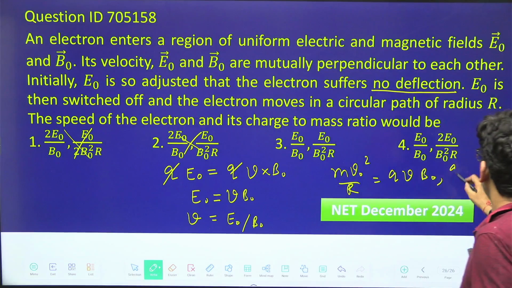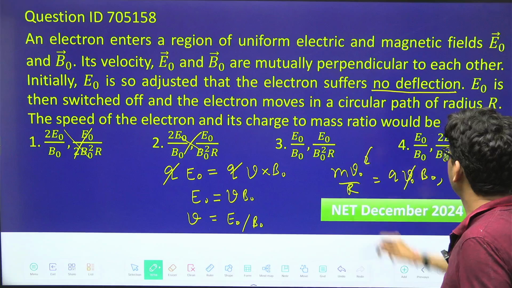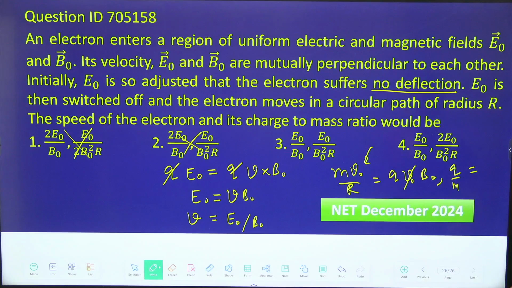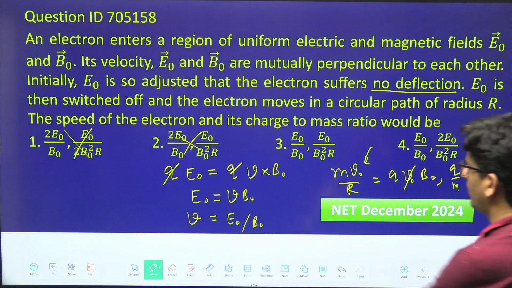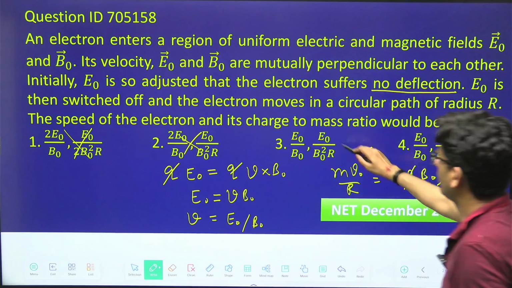So q by m will be equal to, so this cancels this. q by m will be equal to v naught by r B naught, and the value of v naught is E naught by B naught. So it will be equal to E naught by B naught square into r. Okay, so option 3 is correct.